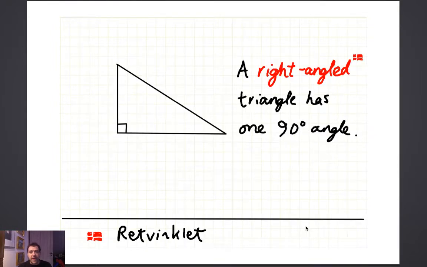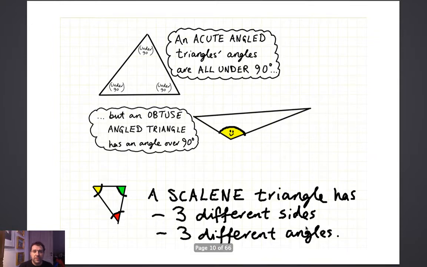And then a right-angled triangle, retvinklet in Danish, literally right-angled, has one 90-degree angle. And then an acute angled triangle. If you're talking about an acute angled triangle, we're talking about a triangle where all of the angles are under 90 degrees. So this one here that I've drawn is acute angled because everything's under 90 degrees.